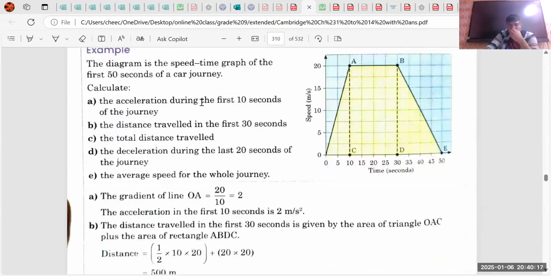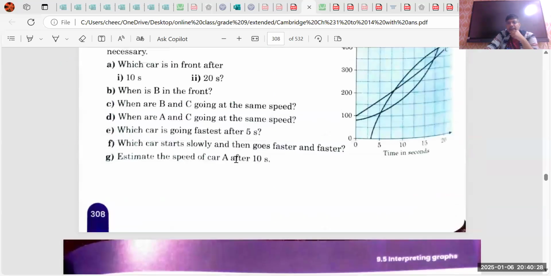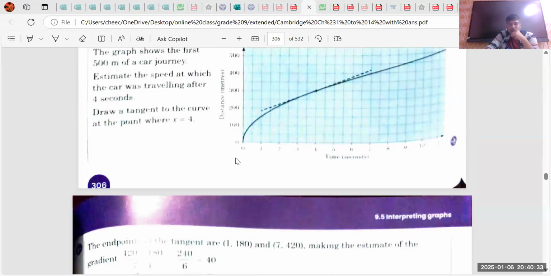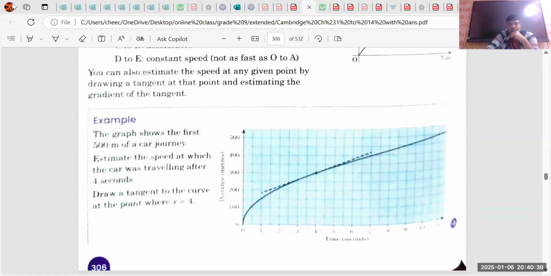Now we'll be doing the speed time graph. So when we find the gradient of a distance time graph, we get its speed, right? Yes or no? So let's see this example first. Estimate, do this question. They are saying draw a tangent to the curve at a point where x equal to 4.